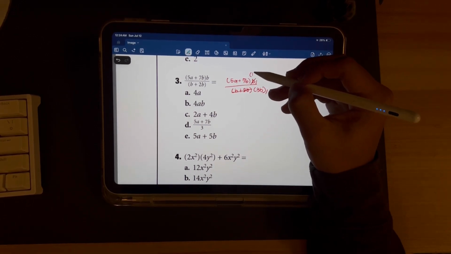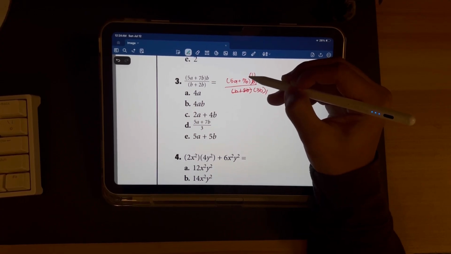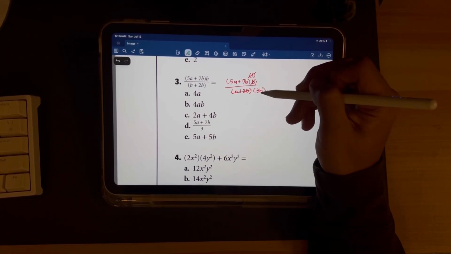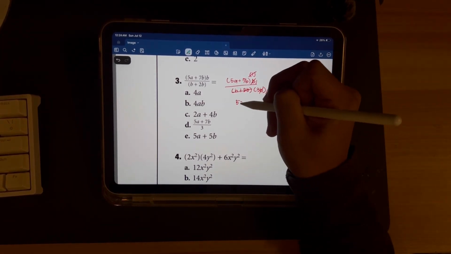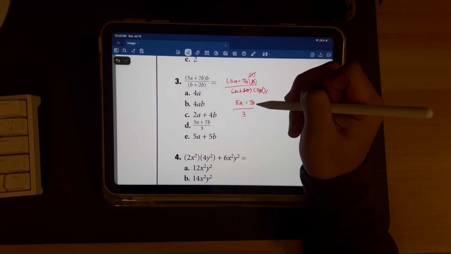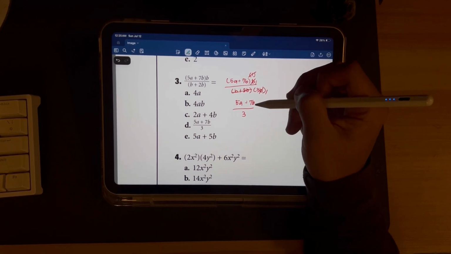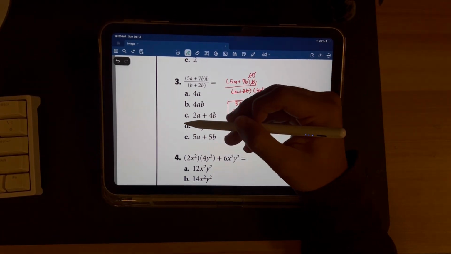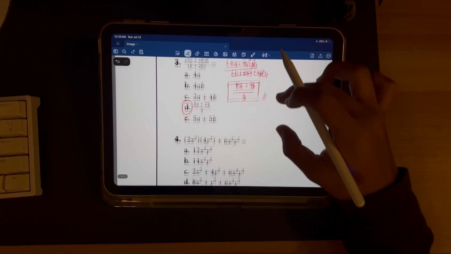This will become 1. Now, since this value multiplied by 1 would still be the same, we can remove this. Since we have cancelled b in the numerator, we will also remove the b in the denominator. And you are left with 5a plus 7b all over 3. Now, since we can no longer cancel values here, we can say that this is the final answer. And among the choices, letter D is the correct one. 5a plus 7b all over 3.